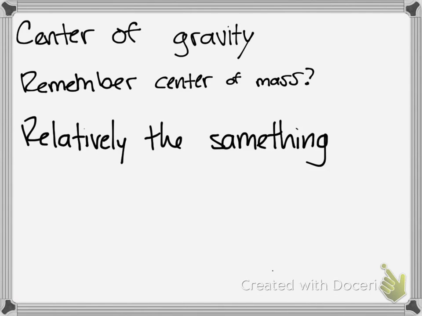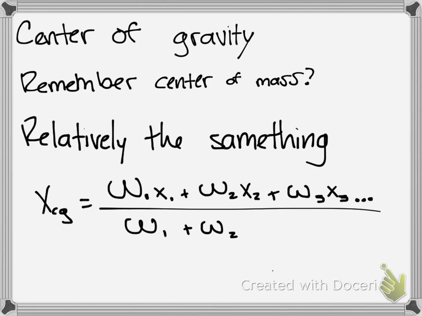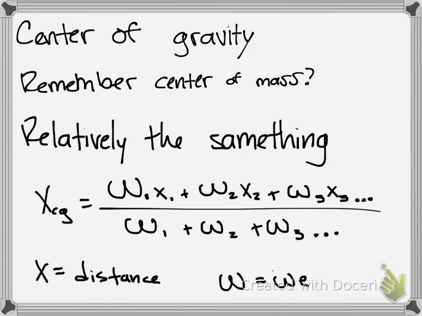So for center of gravity, the equation looks like this. The center of gravity is equal to the weight of the object multiplied by the distance of the object, and then you add all the other objects and so on, divided by the weight plus the other weights, and so on. Where x is equal to the distance and weight is equal to 9.81 multiplied by m, your mass. So that's basically the introduction for the center of gravity.